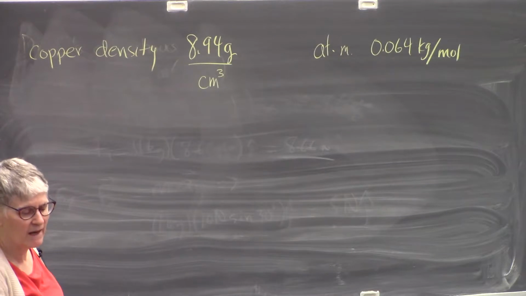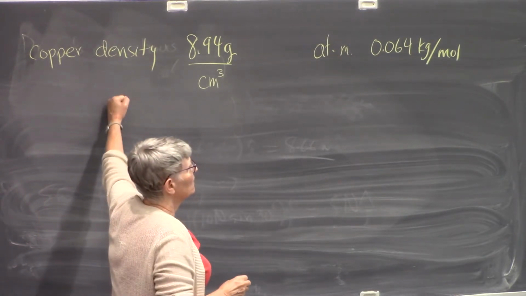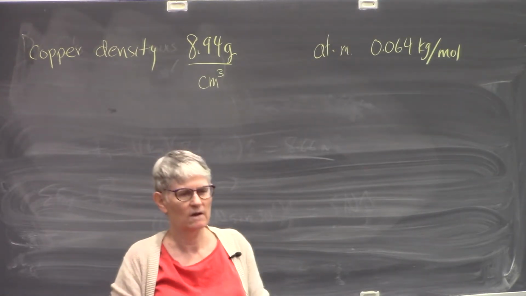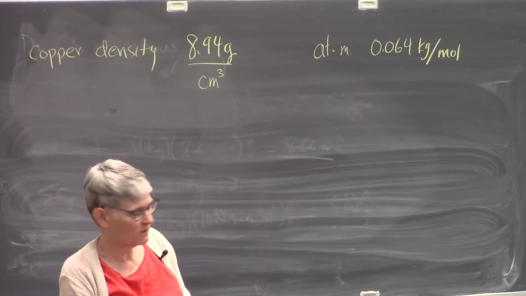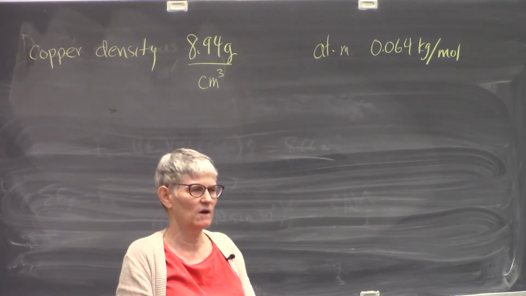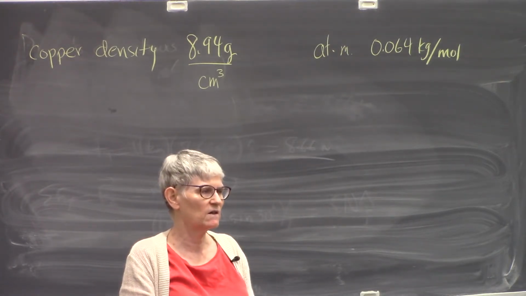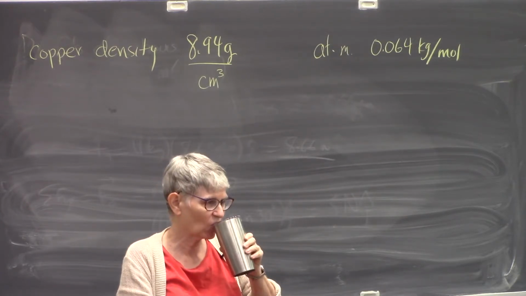So we need a plan to go from density to the diameter of an atom. So think for just a second about how we might do this. There's more than one way to do this. But take a minute and just talk to each other and think about how we might actually do that.